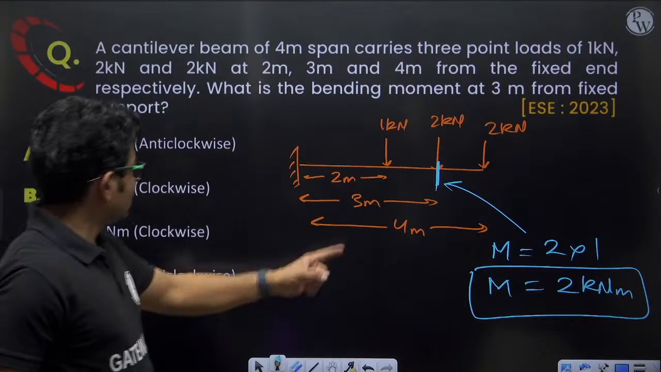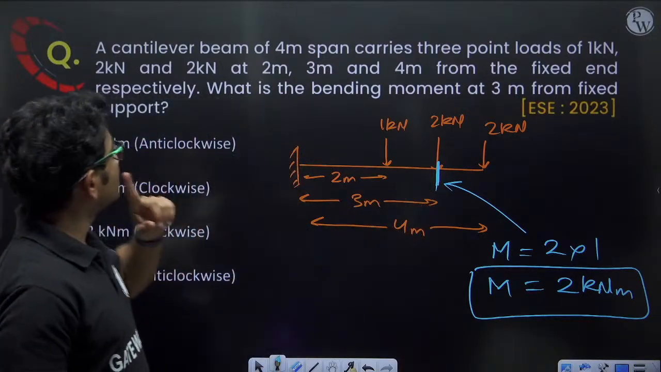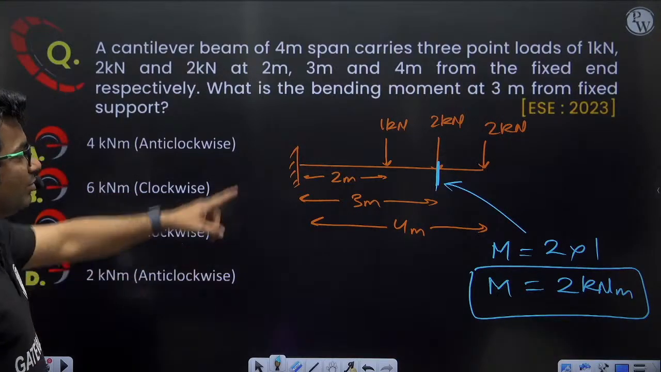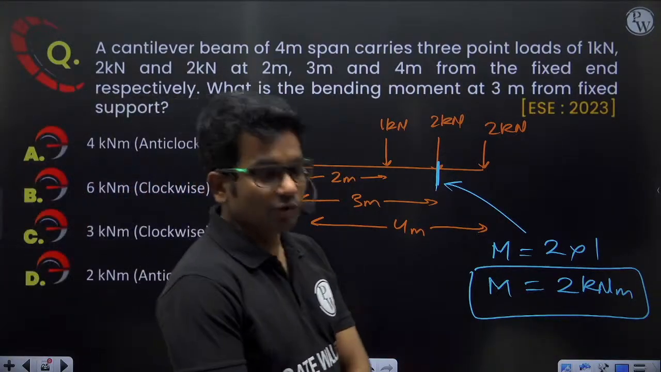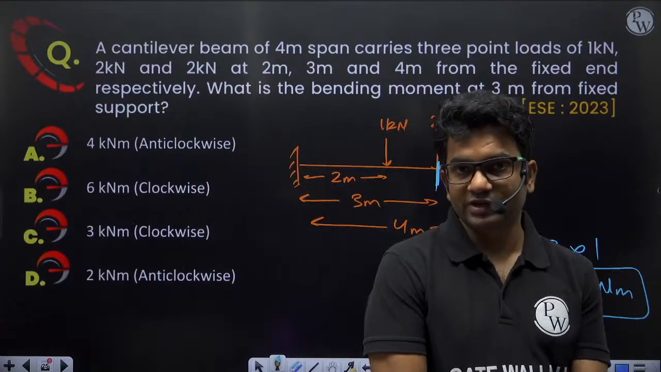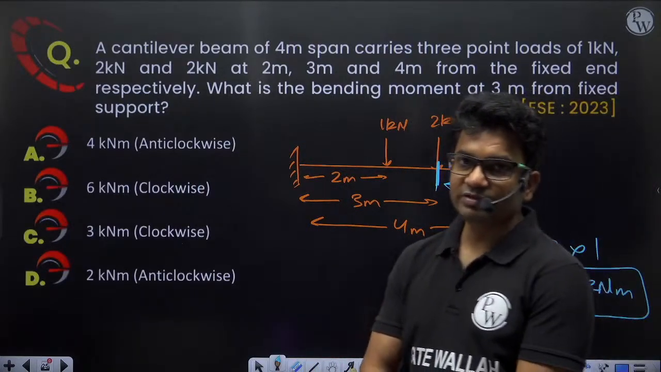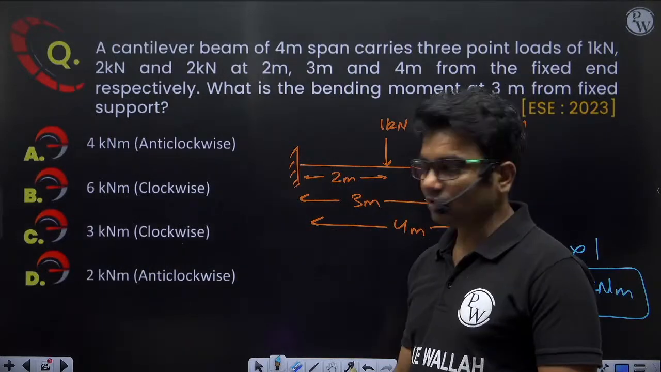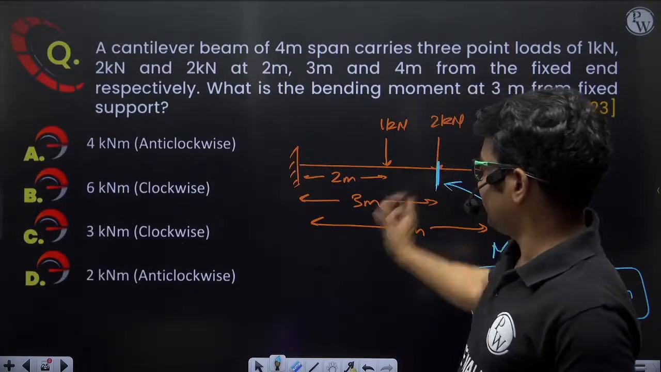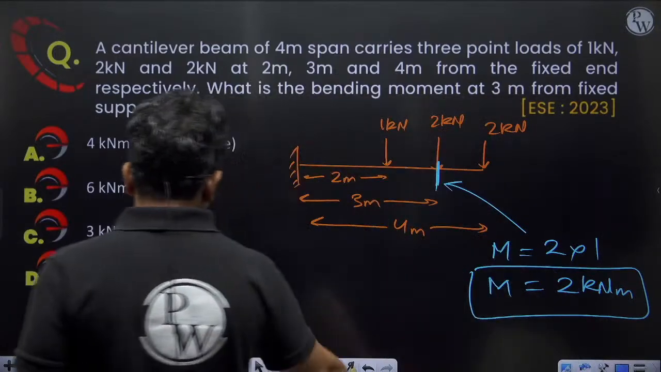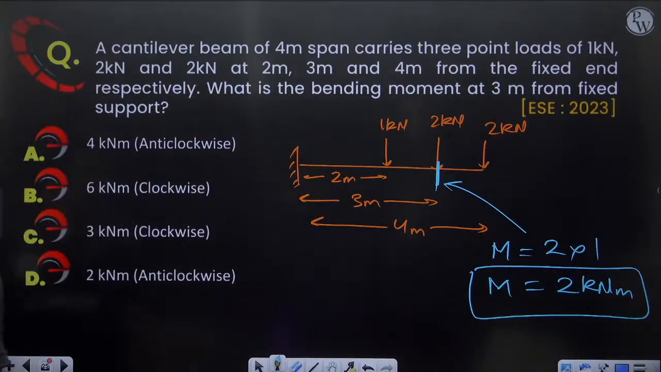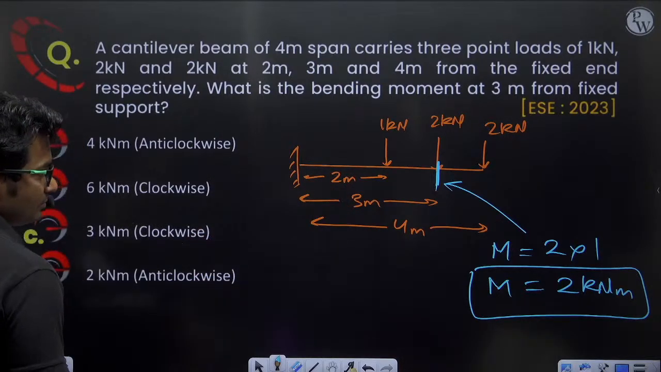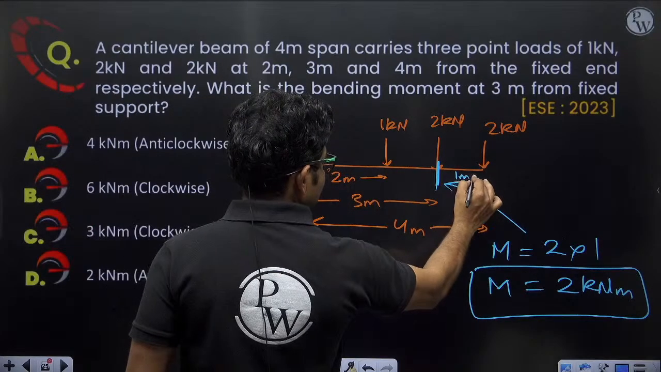Now, sagging or hogging, and anti-clockwise, clockwise they have given. The bending moment will be considered as sagging or hogging, not clockwise and anti-clockwise. Clockwise and anti-clockwise will be moment, not bending moment. But here, since they are asking clockwise, anti-clockwise, this will be giving me clockwise rotation. So 2 kilonewton meter clockwise. This distance is 1.